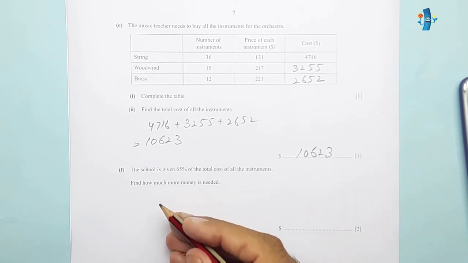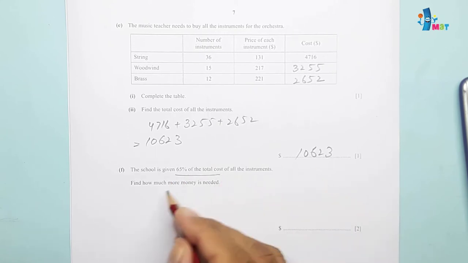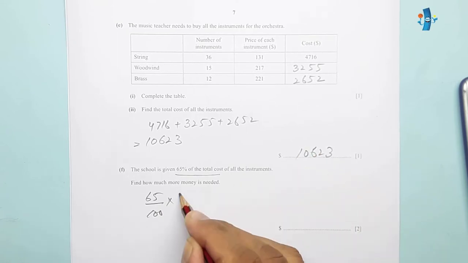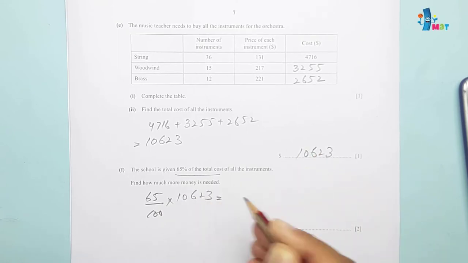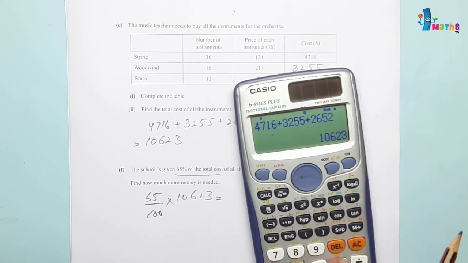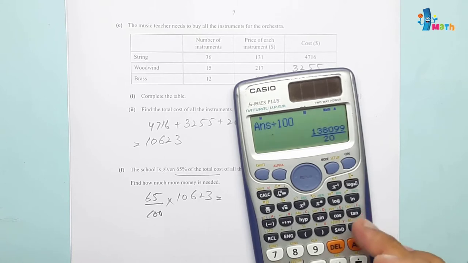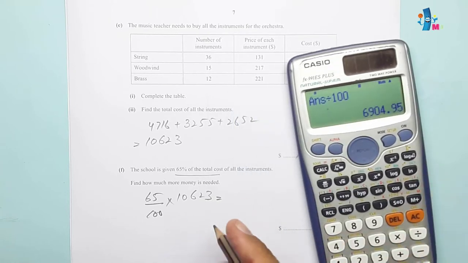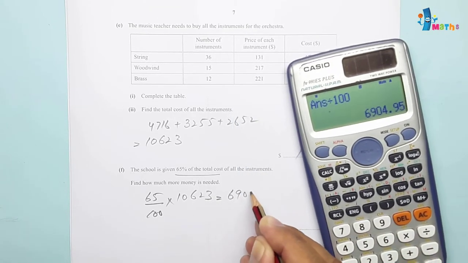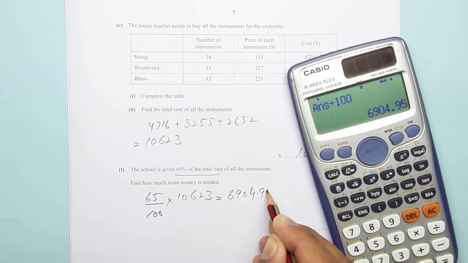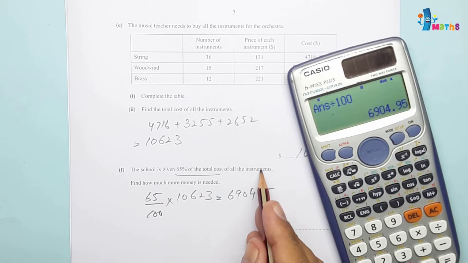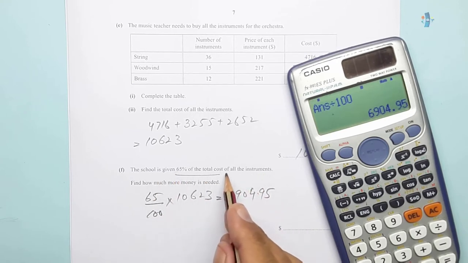The school is given 65% of the total cost. So we'll have to calculate 65% of total cost, which is 10623, and this will be equal to, it's already there, so multiply by 65 and divided by 100. This will be equal to 6904.95.